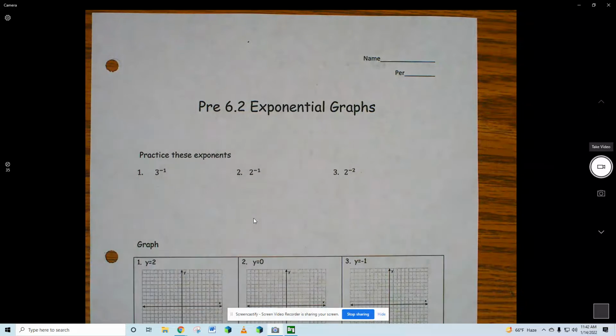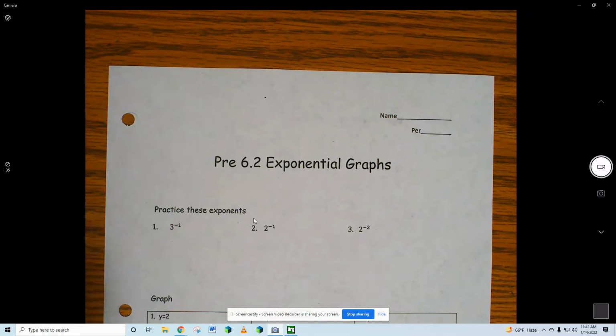All right, we are in chapter 6. Chapter 6 is graphing exponentials. So we have graphed a straight line, and an exponential has a certain look, and I'll draw some on top.